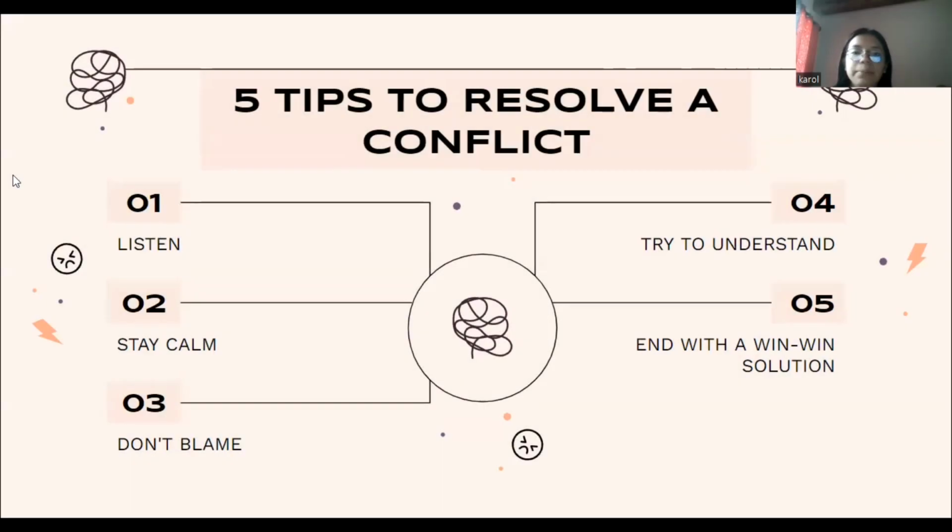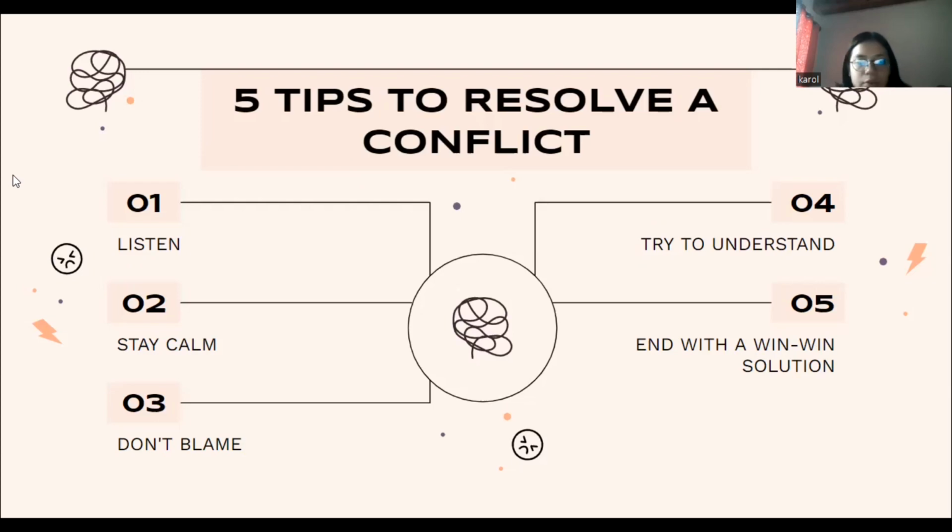So these are 5 tips to resolve a conflict. First, we have to listen. It's very important in the process of resolving the conflict to listen, because you need to know the other person's perspective, emotions, reasons, maybe the kind of situation he is going through, or she. Second, you need to stay calm, because sometimes the things you listen, they aren't what you wanted to listen, so you need to stay calm and listen carefully, and try to make the best of it.